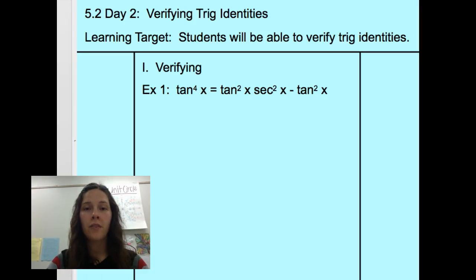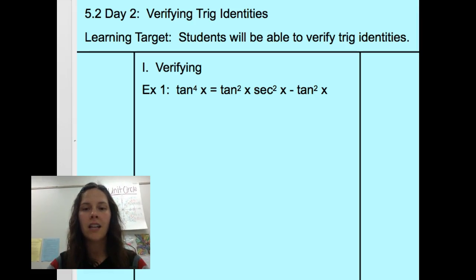Today we're looking at verifying trig identities again, but this time they're a little bit more challenging. So we're going to start with an easier one, and then they are going to get a bit trickier as we move on. So when I look at this, again, you want to simplify the complex side instead of trying to make the simple side complicated.